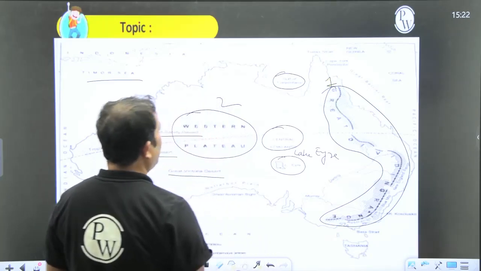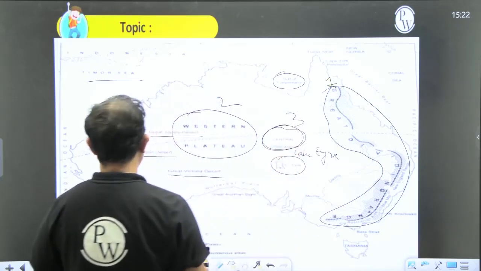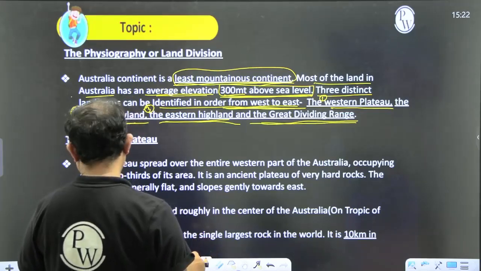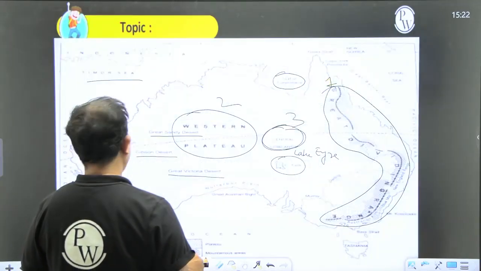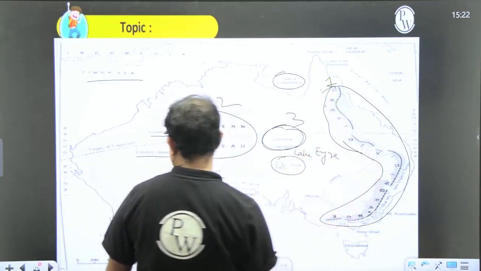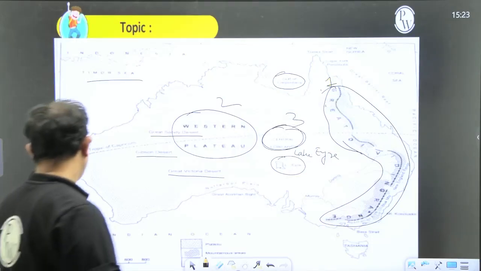Okay, Central Lowland. This one is third, Central Lowland. You can say Western Plateau, Central Lowland, Eastern Highland, and Great Dividing Range. And this is your Eastern Highland or Great Dividing Range. This one. Next, let's look one by one.